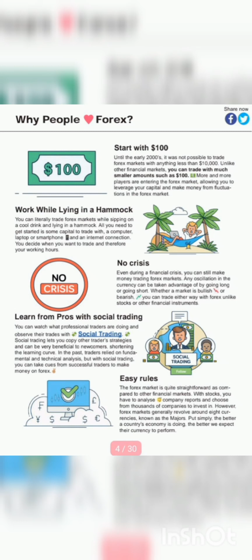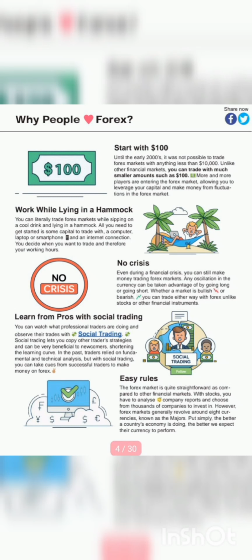So why do people trade forex? You can start with a minimum of $100 US, but with some brokers like XM and others, the minimum depends. Some start from $1, some from $100; they have different minimum setups. We trade because you can work while lying in a hammock. You can be chilling and then just trade. It's not about being stuck on a computer. This is not a game. You can trade on your smartphone or anywhere.